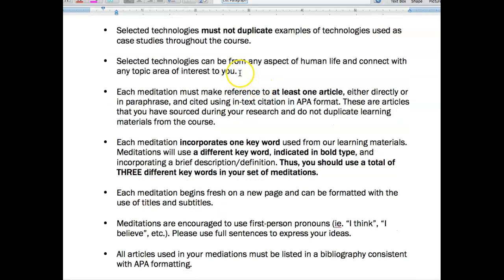The selected technologies can be from any aspect of human life and connect with any topic area that's of interest to you. So if you are in the precision skills and engineering program, you might want to look at the different kinds of tools that are used in your industry. If you are some of my students from the culinary department, then you might want to talk about the ways in which culinary tools have changed throughout time. So whatever is of interest to you, please indulge it. This is why we have made space in this meditation exercise.